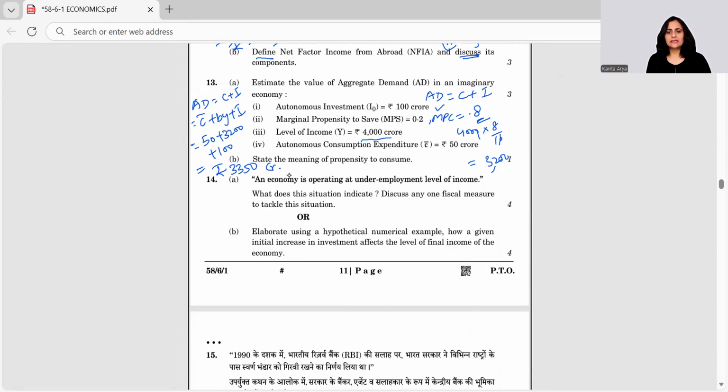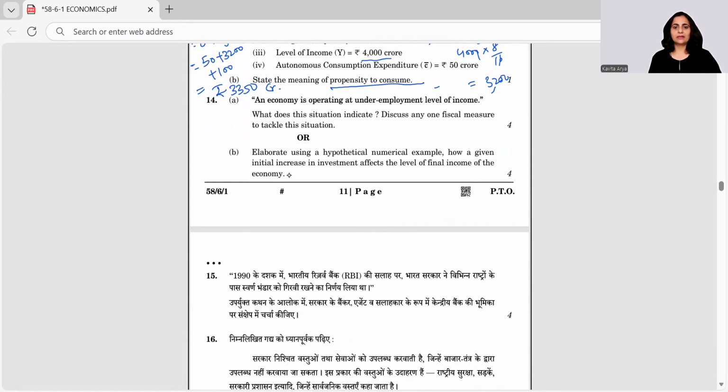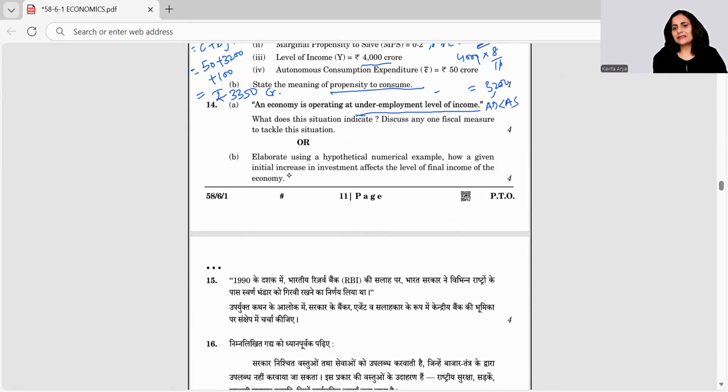The B part says propensity to consume. It's simply the tendency to consume out of what is earned, the ratio of consumption with respect to income. Then we have 14th question, A part. An economy is operating at underemployment level of income. What does this situation indicate? Underemployment means AD is less than AS and it is going to deflationary situations. And they say one fiscal measure. Fiscal measure means not the banking, right?